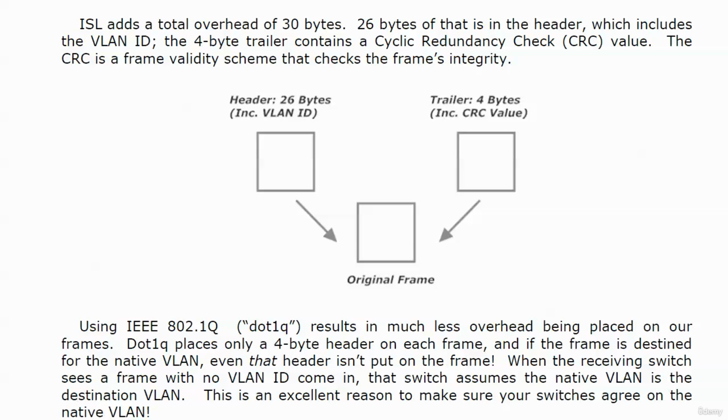It's actually a tag that gets inserted into the frame. And even better, it's a 4-byte overhead max. But even better than that is that if the frame is destined for the native VLAN, even that little bit of header isn't put on the frame. Because when the recipient switch sees a frame come in that has no tag, has no VLAN ID, it says, oh, okay, I'm going to make the assumption, since we're running Dot1Q, that the native VLAN is indeed the destination VLAN, which is just one good reason to make sure that your switches agree on the native VLAN. And in the next video, boy, are you going to see another one.